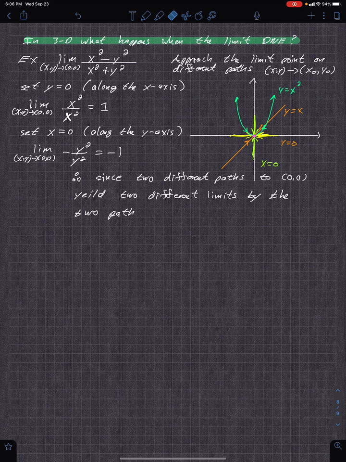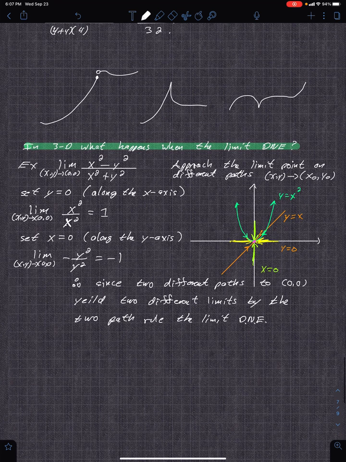Sorry, I'm getting ahead of myself there. The limit doesn't exist. So DNE. So that's what the two-path rule says. If two different paths to a limit value give us two different limits, then the limit doesn't exist, which is exactly what's going on here. Right here, you're getting a limit to here, and this limit from the other side is different. When those are different, we say the limit doesn't exist.